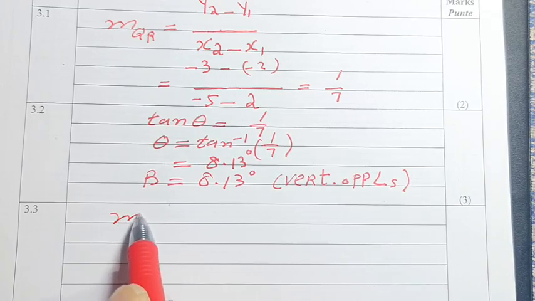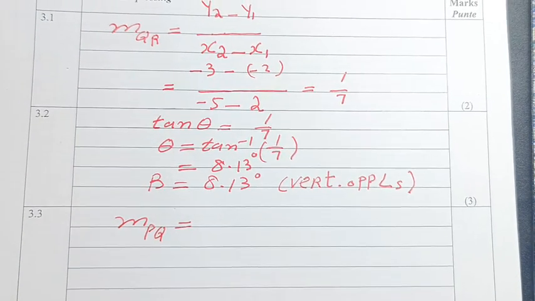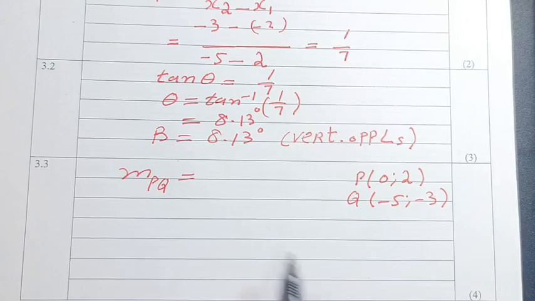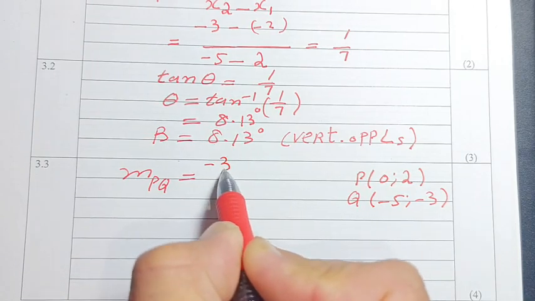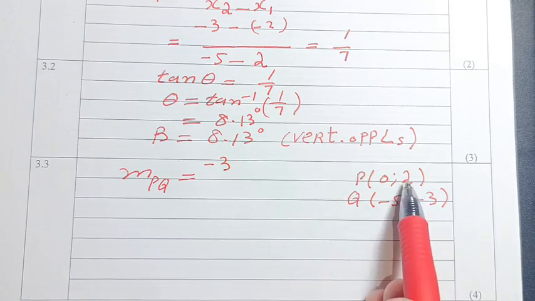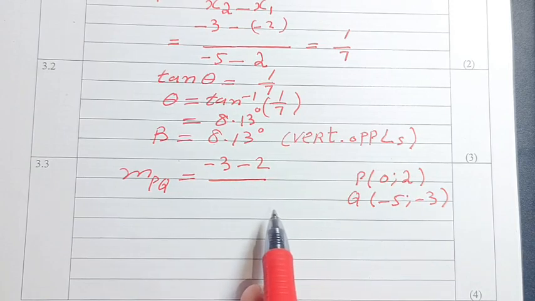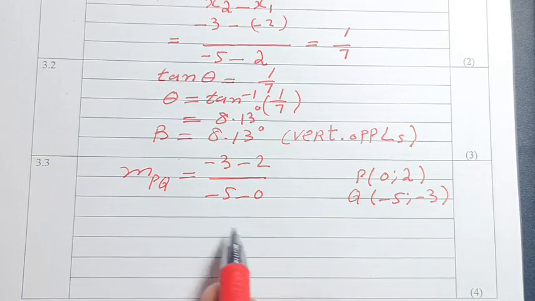So the gradient of PQ: I'm going to use the same formula again, y2 minus y1 over x2 minus x1. I'm going to find the gradient between these 2 points, P and Q. So -3, this is my y2, minus y1 which is -2, over x2 minus x1, which is -5 minus 0. Now I use the calculator, and the answer is 1.